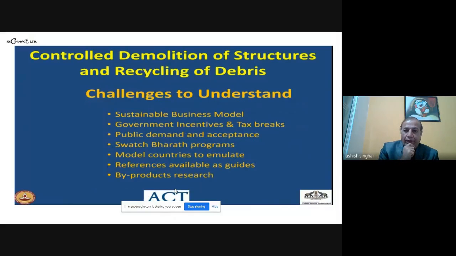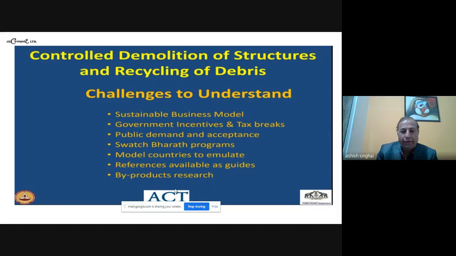So what are the challenges for C&D waste management? First is sustainable business model. The government has to ensure that they get enough C&D waste for recycling and processing. Second point, government needs to incentivize and give tax holidays. There is a greater amount of awareness to be developed in the public domain so that the developers, builders, and consulting engineers can adopt and accept. It has to be made a part of the Swachh Bharat program.